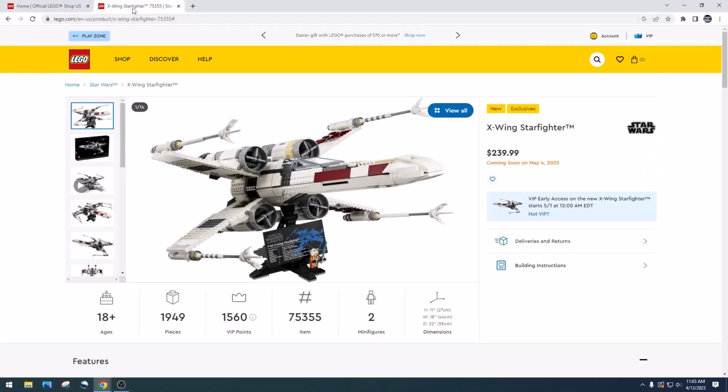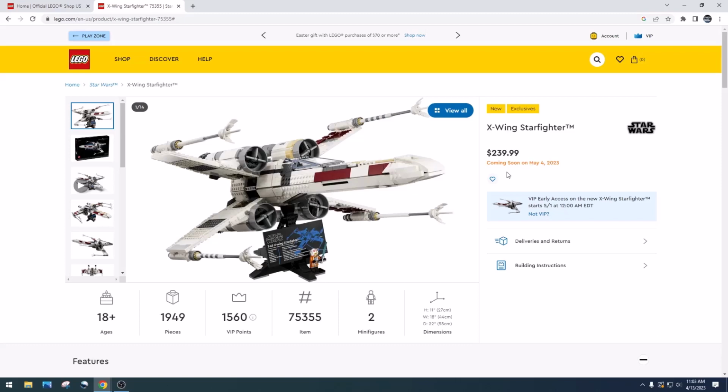So this is the X-Wing Starfighter, the UCS version. So it's $239. And right off the bat, I'm kind of just disappointed in general with the set because it's a UCS, but it's a small set. I think they should have gone in the 350 range and made it bigger, but I think they did this on purpose. So for $239, a lot of people will purchase it, thinking it's a great investment, and then later down the line, they'll probably release a $600 X-Wing Starfighter.